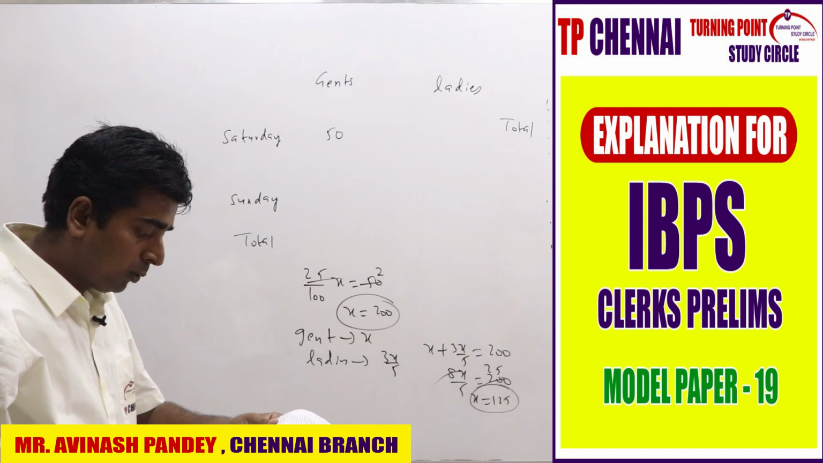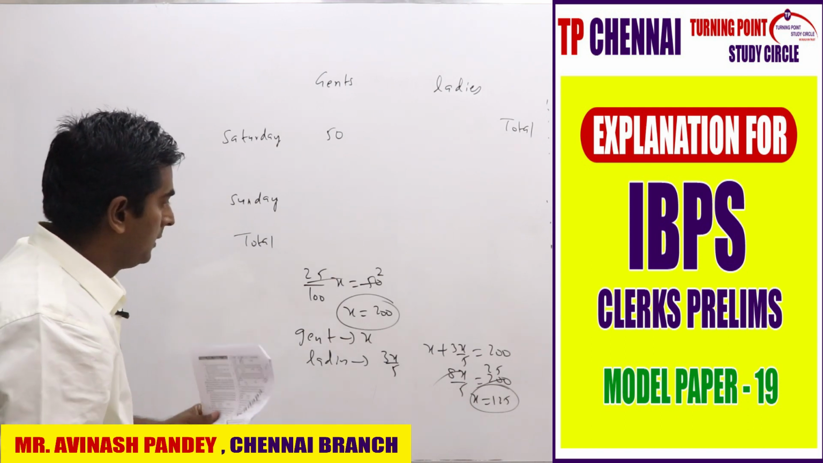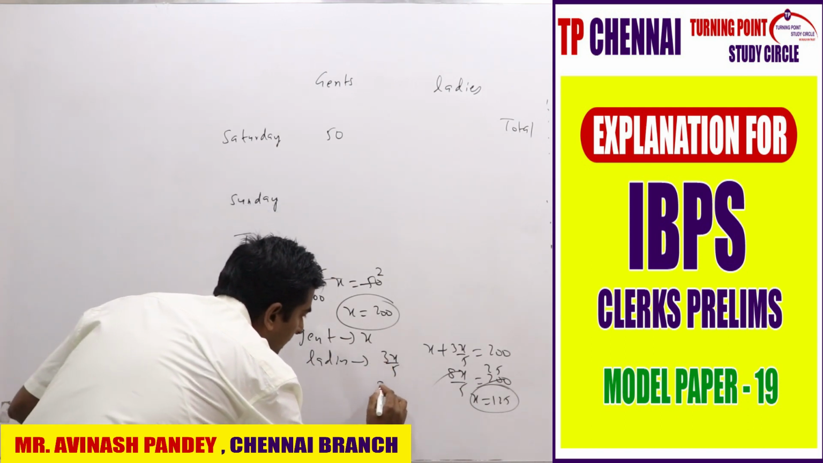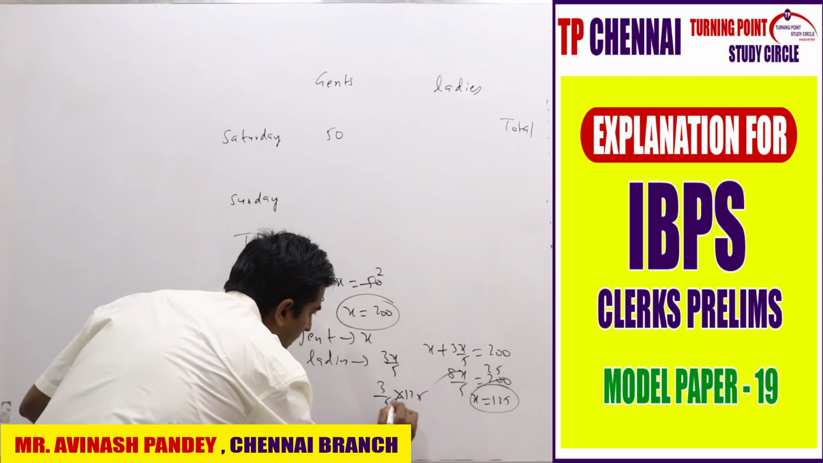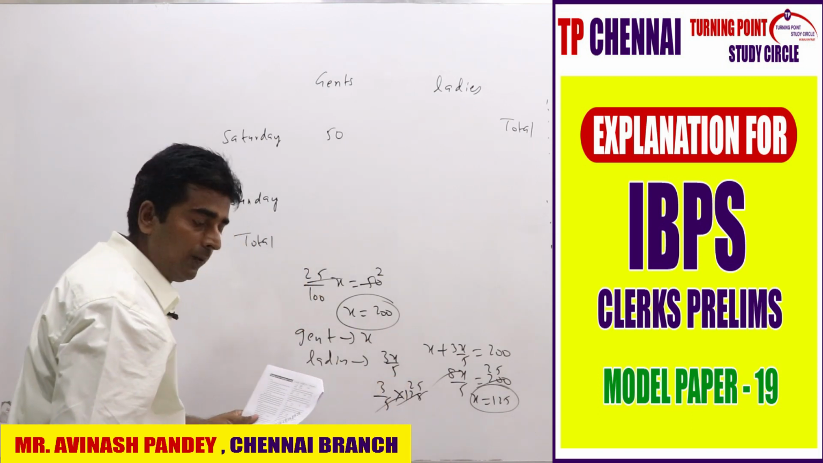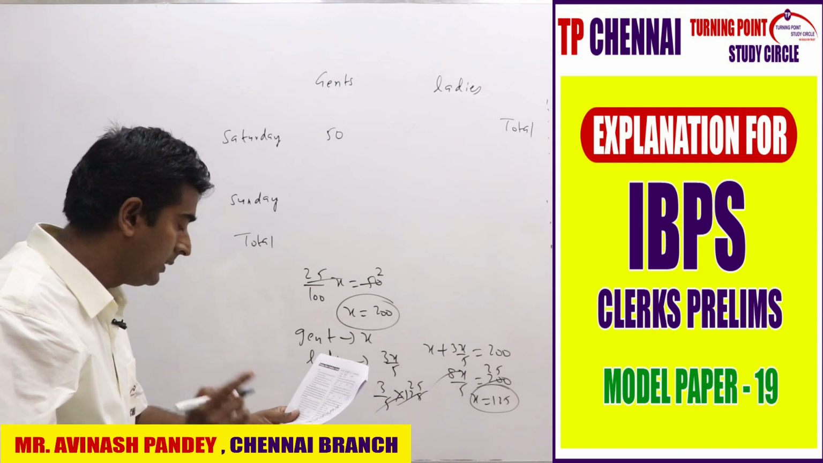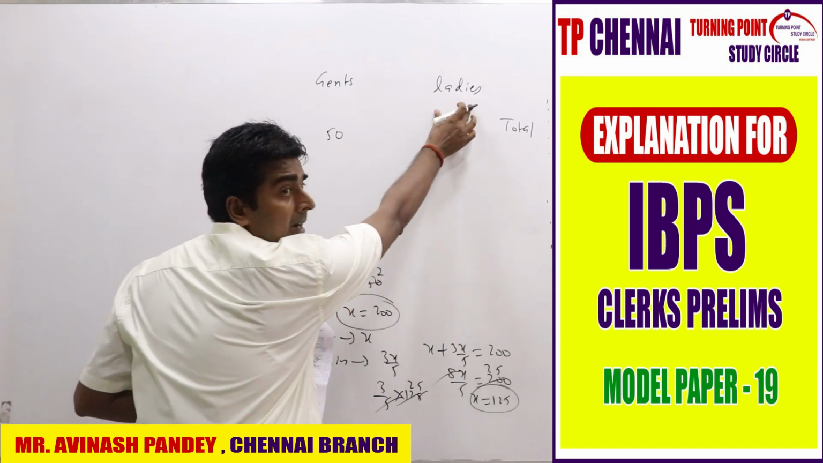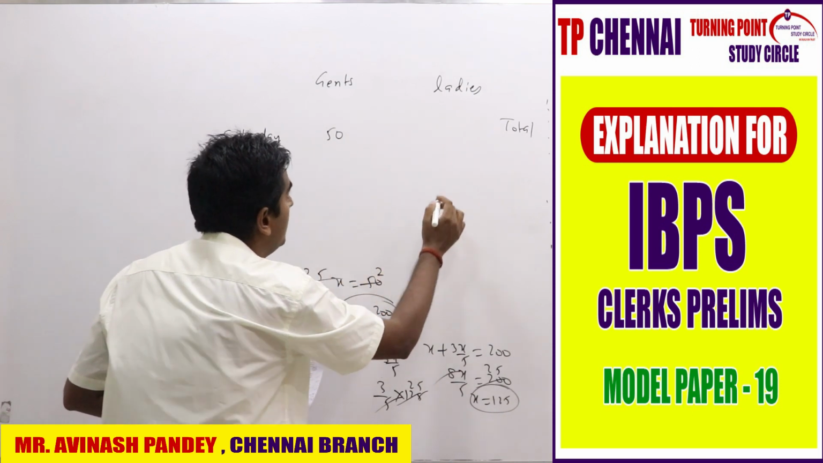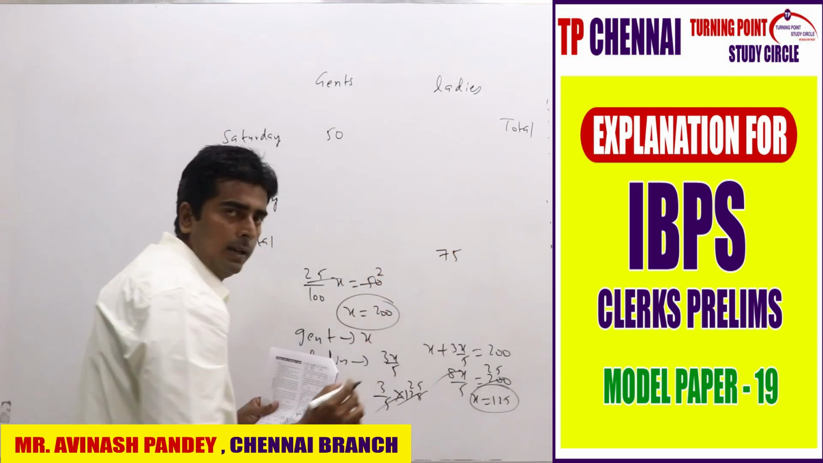Now what they are saying? Pair of ladies shoes sold on both the days together is 3 by 5. So what is 3 by 5 of 125? It is nothing but 75. This 75 is nothing but what values? Pair of ladies shoes sold on both the days together. That means ladies is here, Saturday, Sunday here. So here total is nothing but 75, right?